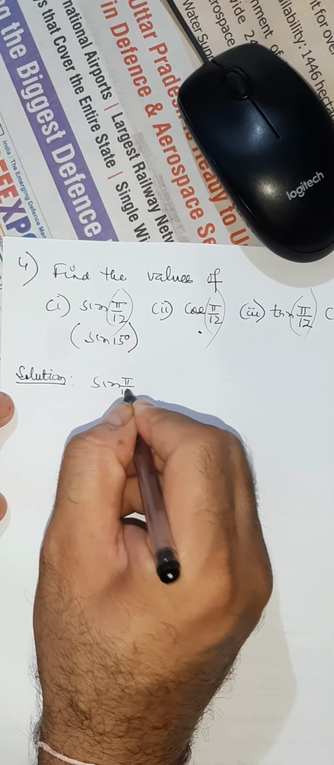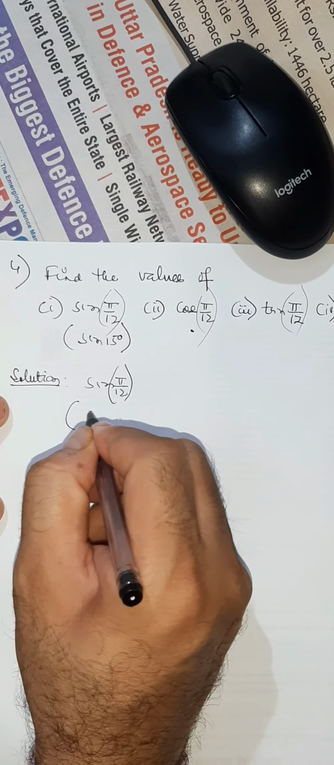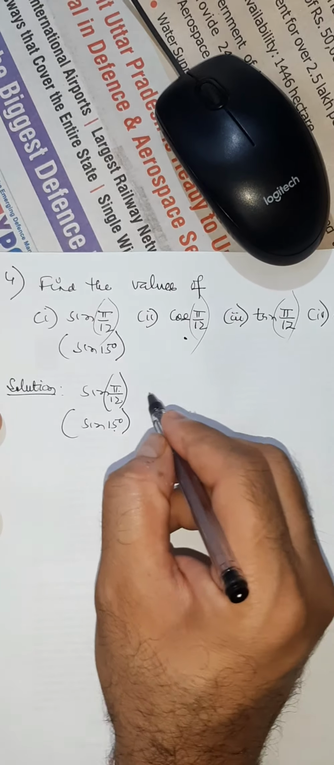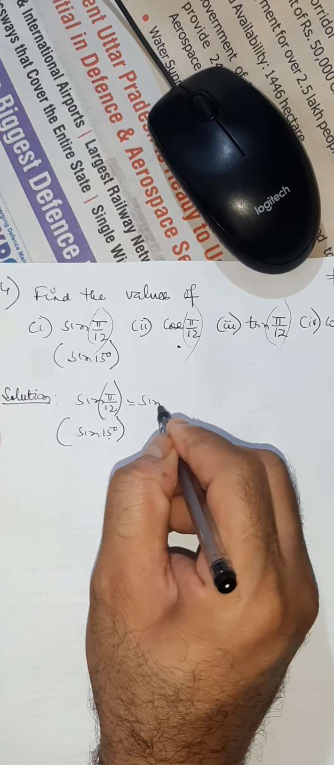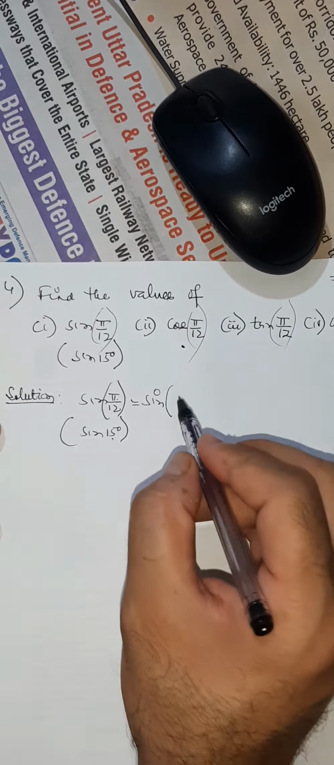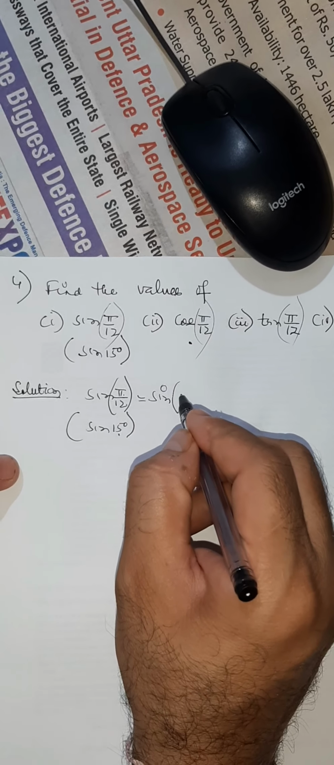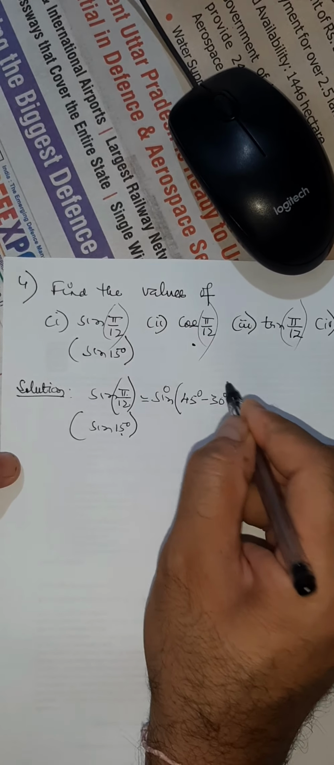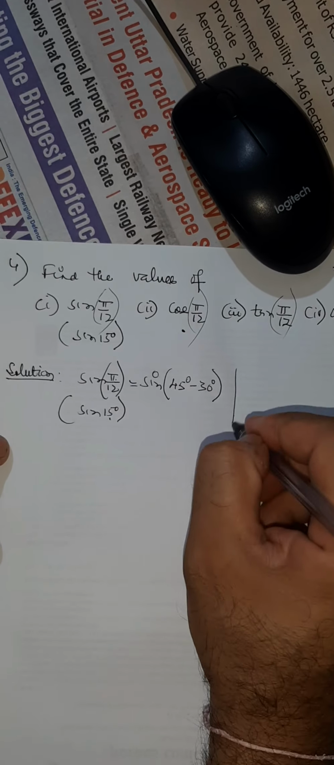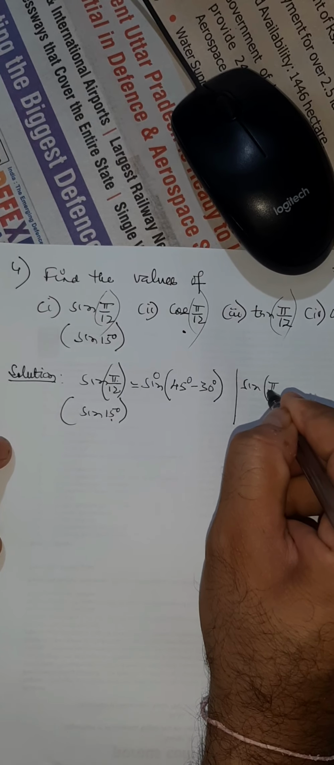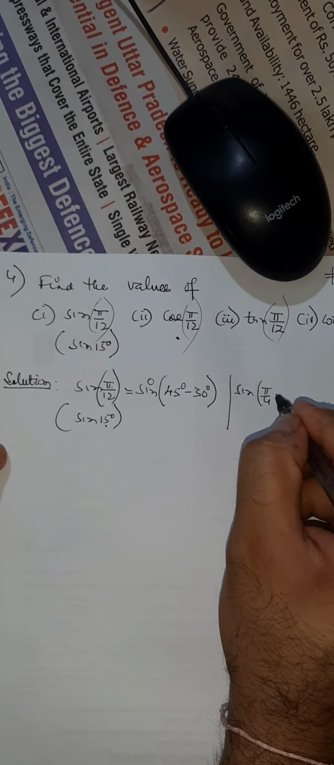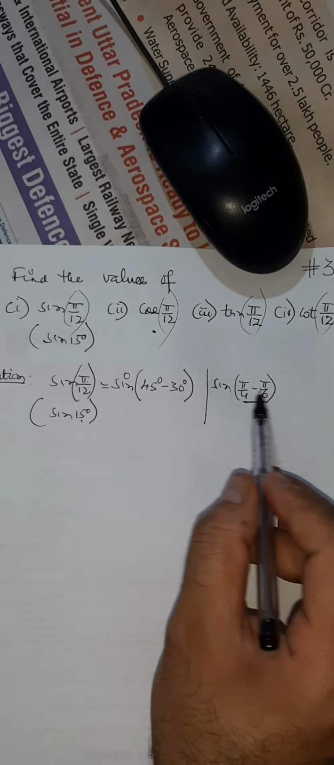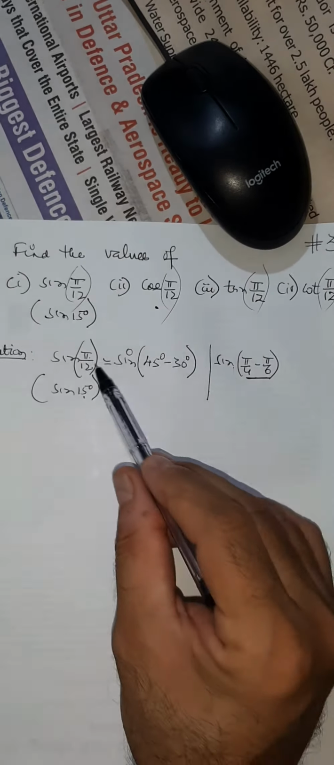Sine pi by 12 or sine 15 degree. You just reduce 15 into radian, you will get this. Now how we'll do? We express this 15 degree as a difference of two known values. So you can write 45 minus 30. That is same as sine pi by 4 minus, I think, pi by 6. If you take LCM, you will get exactly pi by 12.